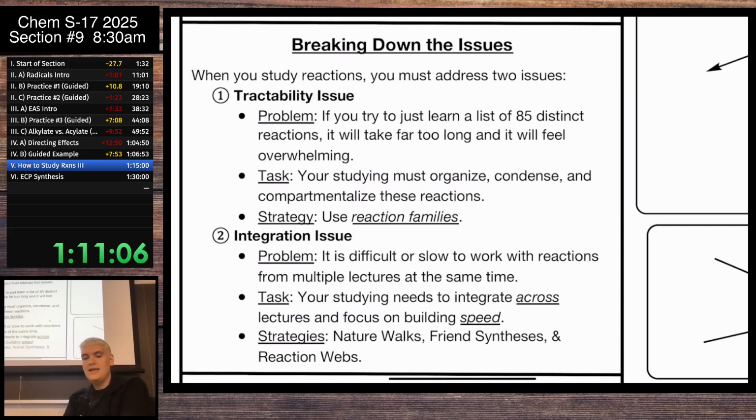Then the second issue to address in your studying somehow is integration. So right now y'all are really good at thinking of, okay, I'm in lecture 8 mode, I'm going to do my lecture 8 reactions. Lecture 3 mode, do lecture 3 reactions. But we need to be able to ping pong, to bounce around between all the different reactions. I'm intentionally trying to write synthesis questions that use a reaction from every lecture. It is a goal for us to see, can you put it all together? So there are 3 strategies I want to introduce that work on that integration issue.